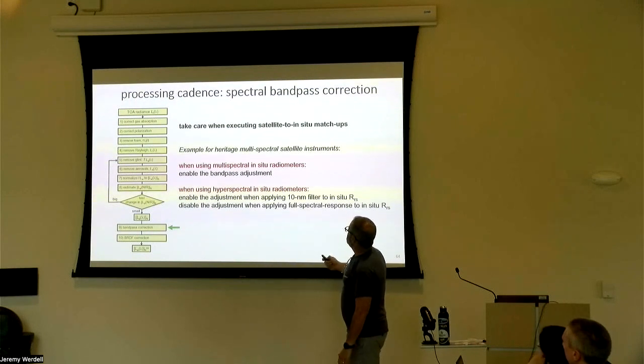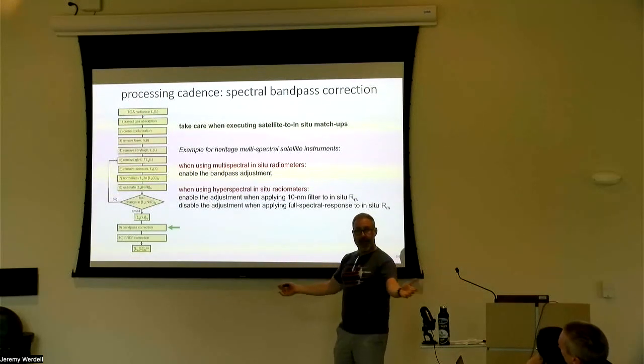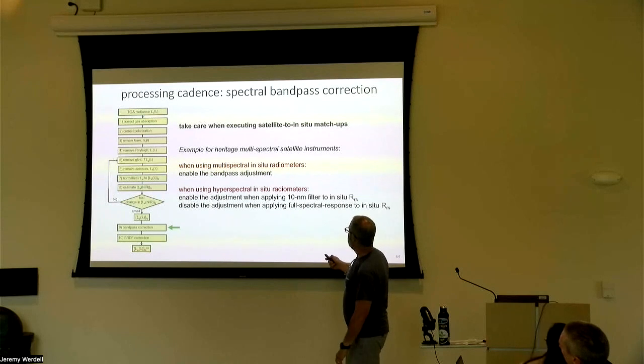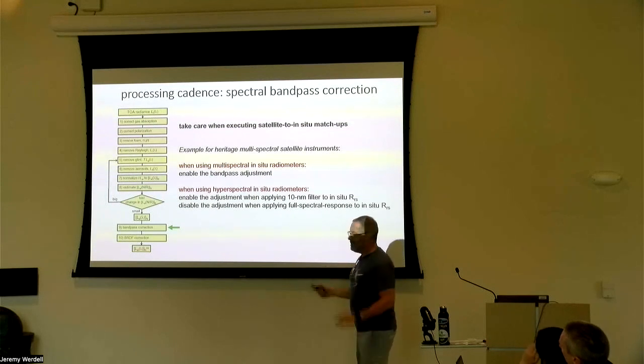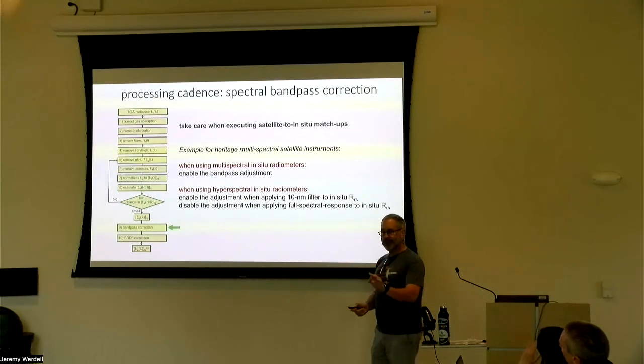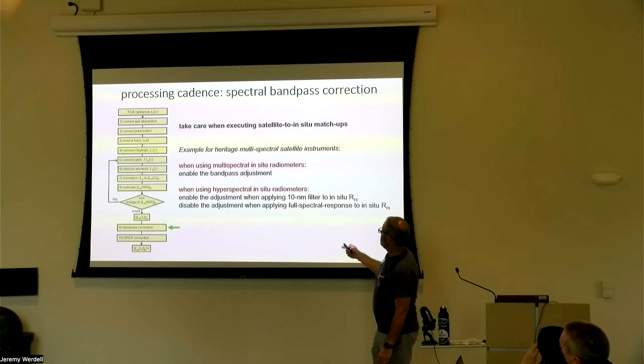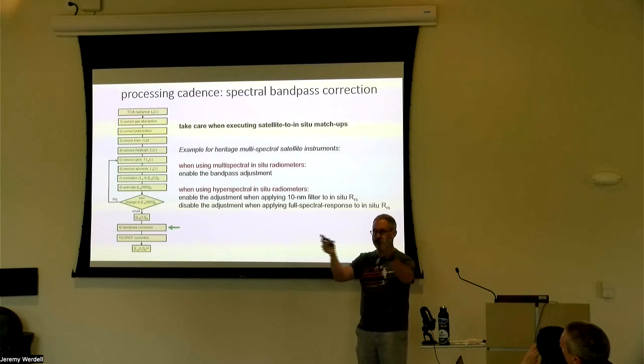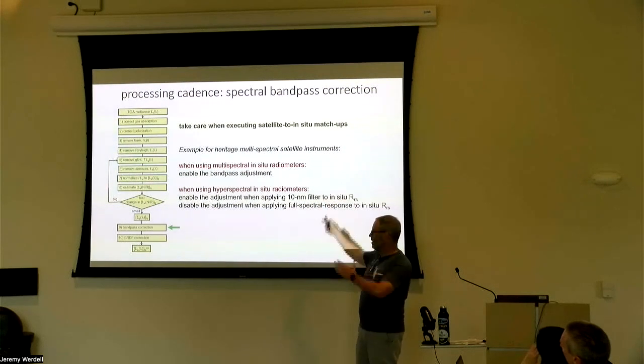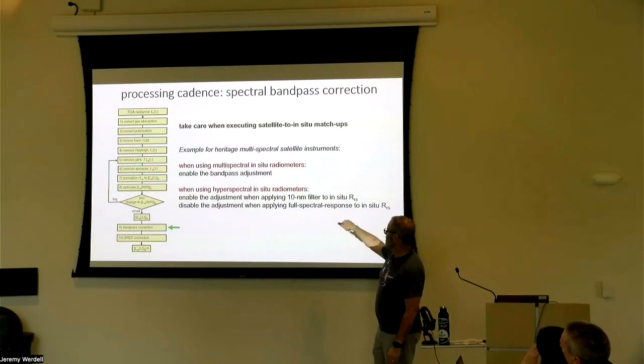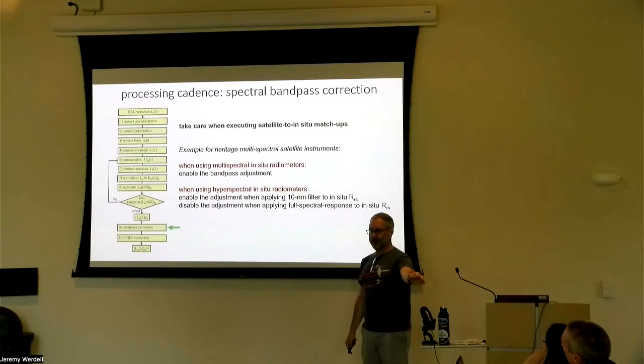When you're using a multispectral radiometer, that's great. If you're using what you have access to, your hyperspectral radiometer, then you need to do one of two things to get back to apples to apples. You either need to take your hyperspectral radiometry and apply some kind of filter around it to mimic what we've corrected to, or you need to reprocess and disable that adjustment.